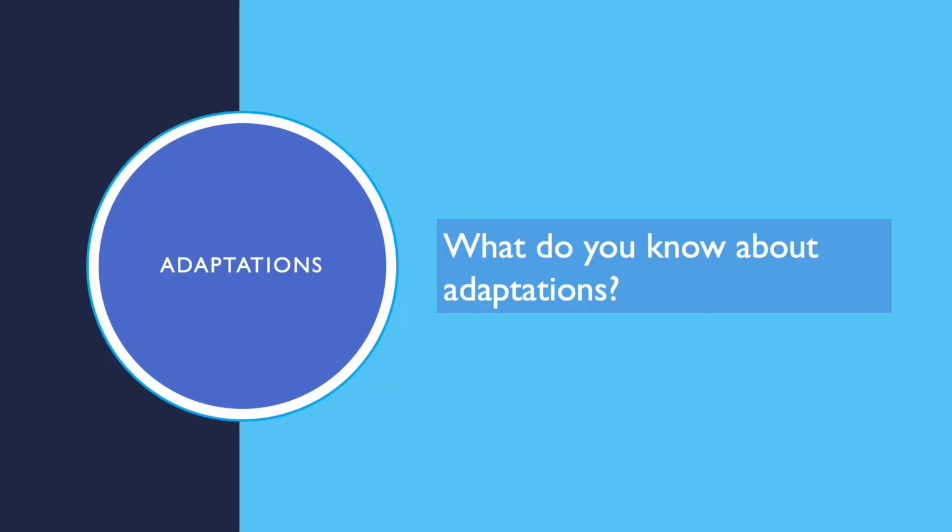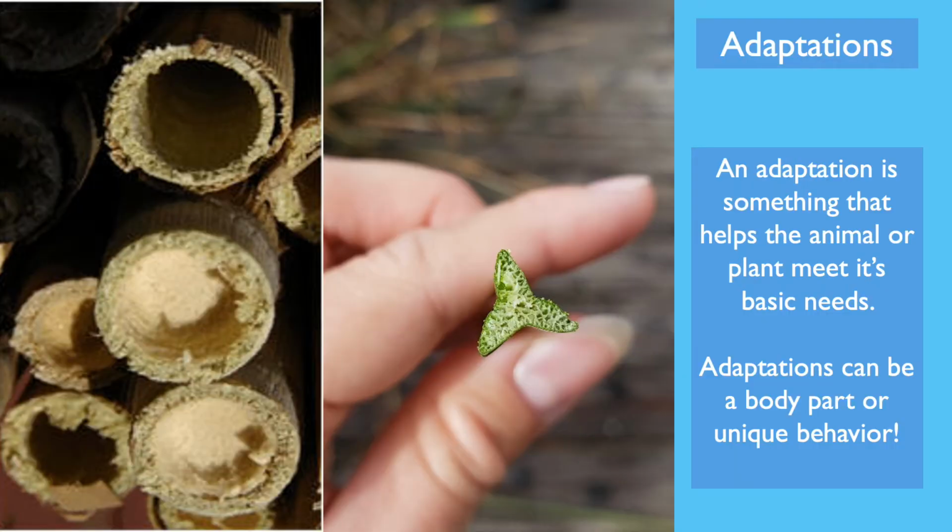Every animal or plant has basic needs that they need to meet in order to survive. Basic needs include things like food, water, and shelter. In order to meet these needs, animals and plants have adaptations. What do you know about adaptations? An adaptation is something that helps the animal or plant meet its basic needs. Adaptations can be a body part or a unique behavior.